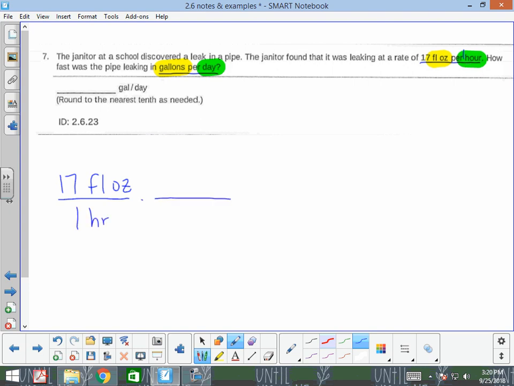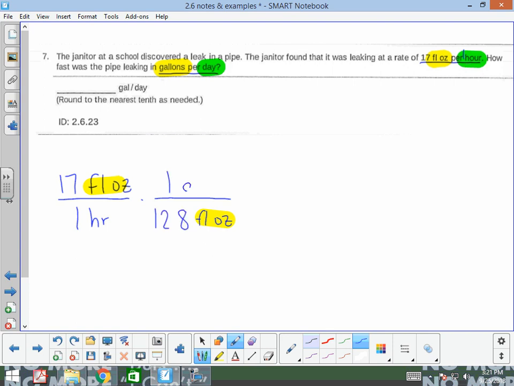All right, so first let's do fluid ounces since it's on top. Fluid ounces is on top, so I need fluid ounces to be on the bottom over here. So let's write fluid ounces. On your sheet, I show you that 128 fluid ounces are in 1 gallon. So that means I can cancel out fluid ounces. I have fluid ounces on top and fluid ounces on bottom. I'm just canceling out the unit.